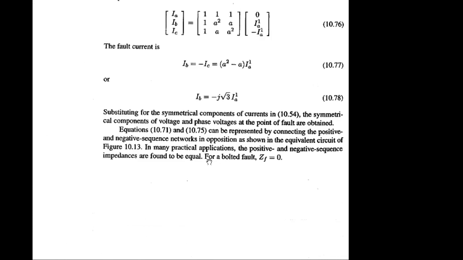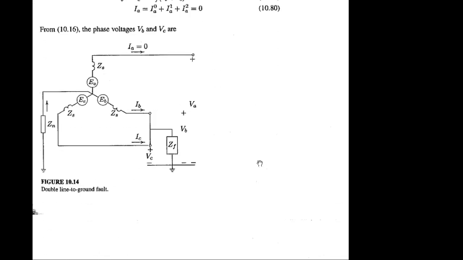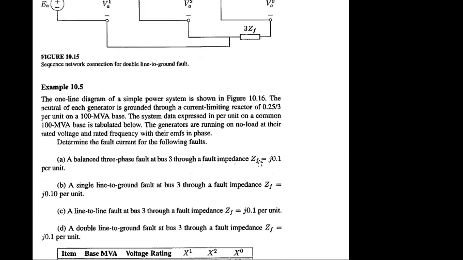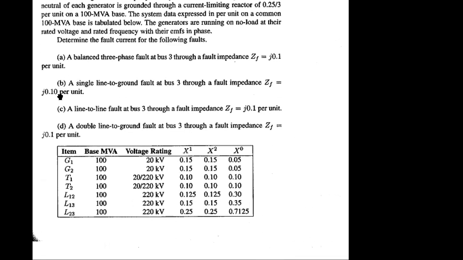Here it is mentioned the bolted fault case, ZF should be 0. In some cases it might be mentioned as bolted fault, ZF 0. Okay. But for this problem, it is mentioned ZF has the value of 0.1 per unit. So when you solve this problem, you will get the total picture of this course in terms of regular solution.